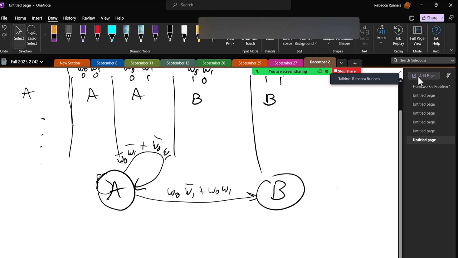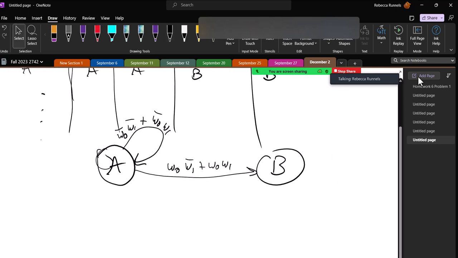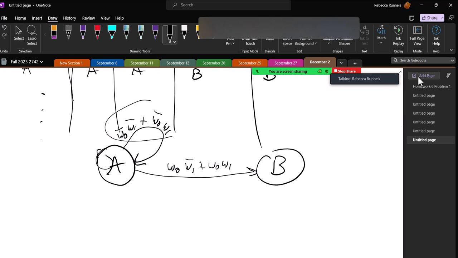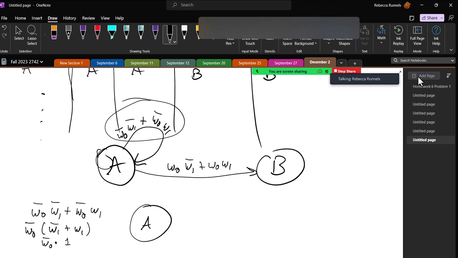Now this is correct up to a point, but it's not the best answer because this expression can be simplified. If I take W0 bar W1 bar plus W0 bar W1 and I factor out a W0 bar, I'm left with W1 bar or W1. Not W1 or W1 is always 1. So this is just the same as W0 bar. So I can replace that expression with just W0 bar, and I can replace this expression with just W0. So just letting you know that you might have a problem that has two inputs.